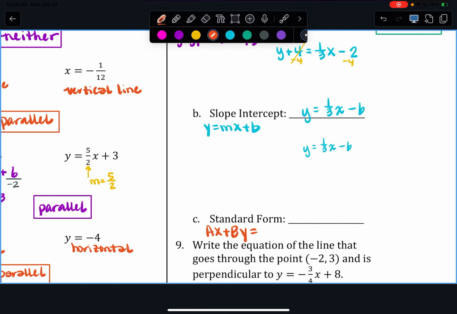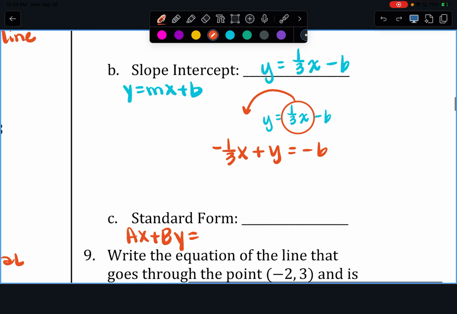Okay, so we need to pick up our positive 1/3 x, and we need to move him over here. So he's going to become a negative 1/3 x plus y equals negative 6. Please don't forget that that negative is on the 6 and bring him down. And then unfortunately, we're getting close, but we can't start with a negative and we can't have a fraction. So we need to get rid of the negative and the divide by 3 all at the same time.